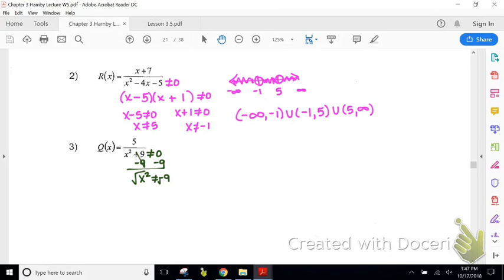But when I go to take the square root of negative 9, remember we take the square root, you get plus or minus, and the square root of negative 9 is 3i. 3i is not real, it's imaginary. So therefore, that means there's no restriction on my domain, so my domain is from negative infinity to positive infinity.